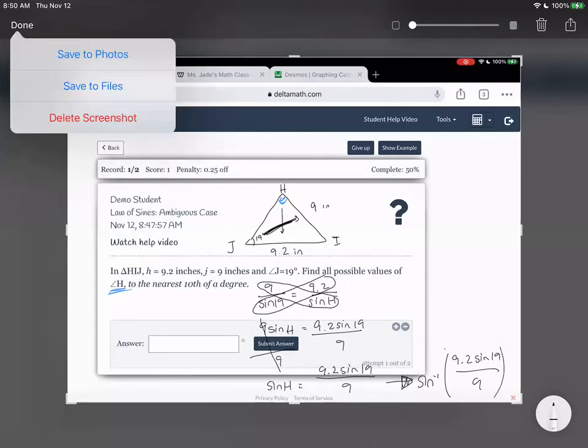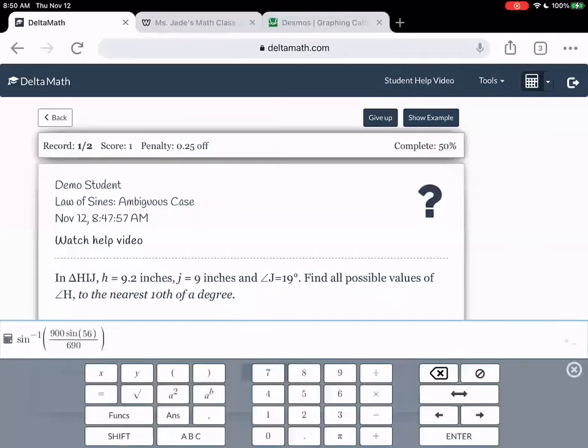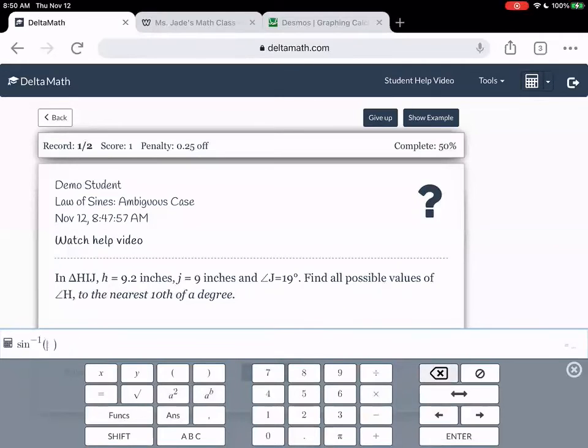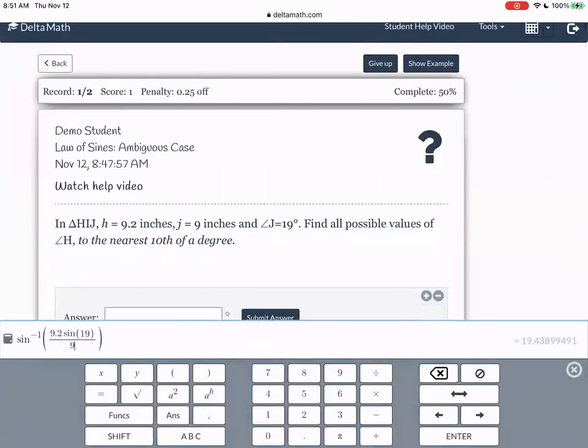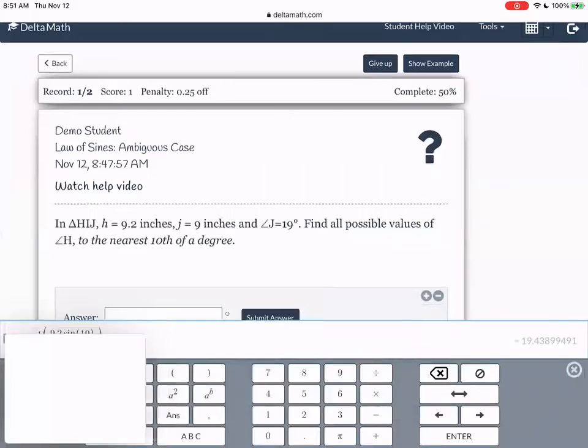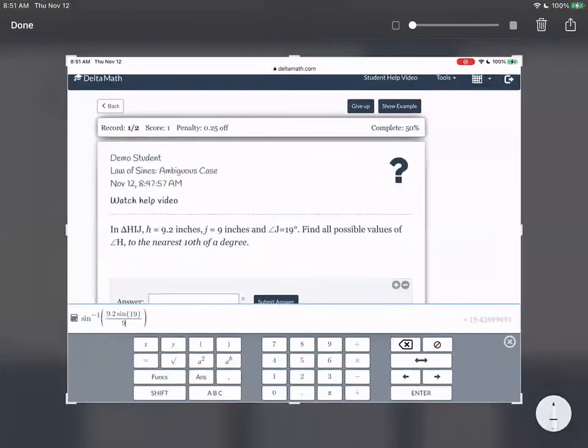Okay, let's type this in. All right, so sine inverse of 9.2 sine 19, divided by 9. Okay, so we get 19.438. We're going to round that to the nearest tenth of a degree. I'm going to screenshot this because remember this is the ambiguous case, and I told you you could have 1 or 2 solutions. Apparently you can have 0, 1, or 2 solutions. So here we at least have one solution, 19.438.